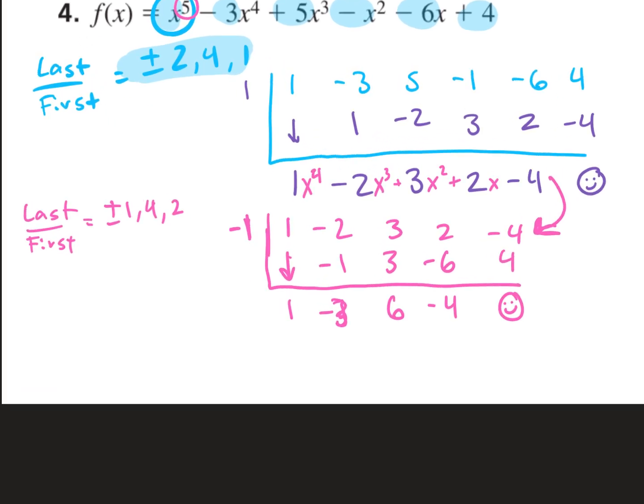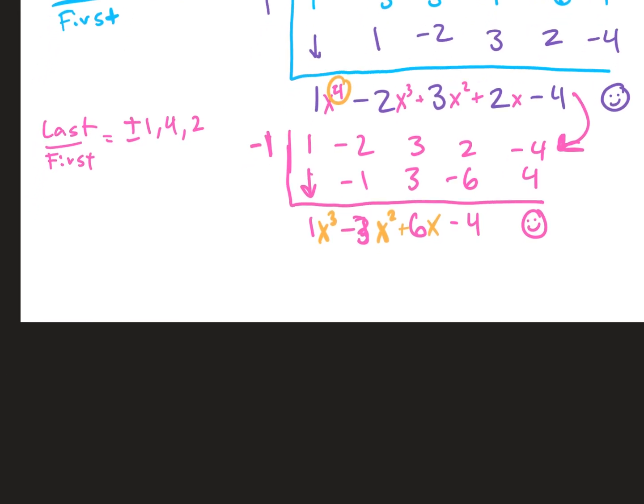So because I started with x to the 4th power, this is now going to be 1 less. So x cubed minus 3x squared plus 6x minus 4. From here, you could try grouping, but I'll tell you that grouping's not going to work. So what would we do next? Same thing, last over first. It's not 2, but it could be -2. It could be 1, and it could be -1 again.